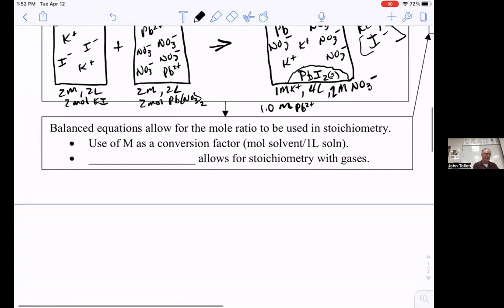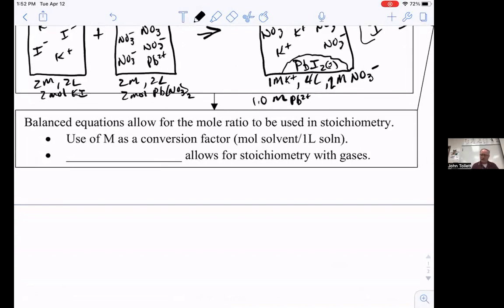So if we go down here, balanced equations actually allow for a mole ratio to be used in stoichiometry. Use of molarity as a conversion factor is important, especially for acid-base reactions. Your molarity is the number of moles over liters, so you use that as a conversion factor to convert to liters or to moles, depending on what you're looking for. Usually it's going to be moles you'll need for a mole ratio. And if you have any stoichiometry with gases, before you do it, make sure you use PV equals nRT to find the number of moles before you carry on with the rest of the equation.